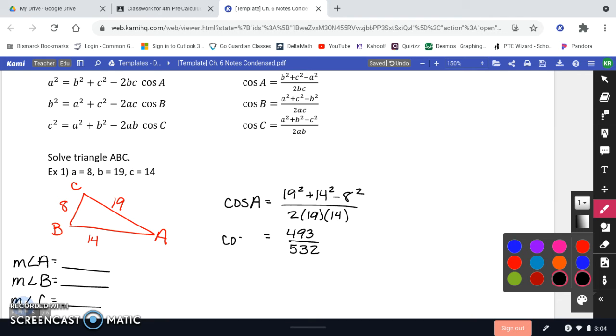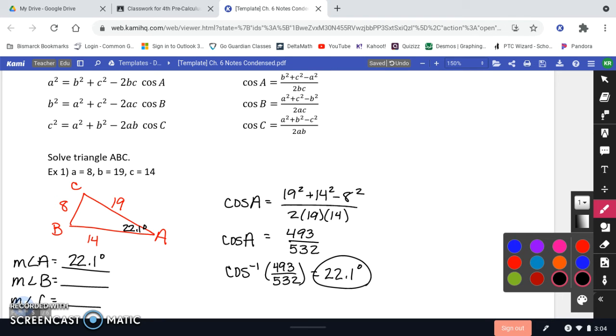532. And then do inverse cosine. And that's going to equal 22.1 degrees. I just rounded to the nearest tenth. So 22.1 degrees here. All right, so that's my smallest angle.